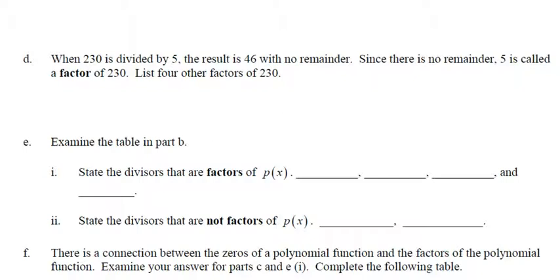When 230 is divided by 5, the result is 46 with no remainder. Since there is no remainder, 5 is called a factor of 230. List 4 other factors of 230. 1, 2, 4, 20, 13. Yeah, 13 goes into it.